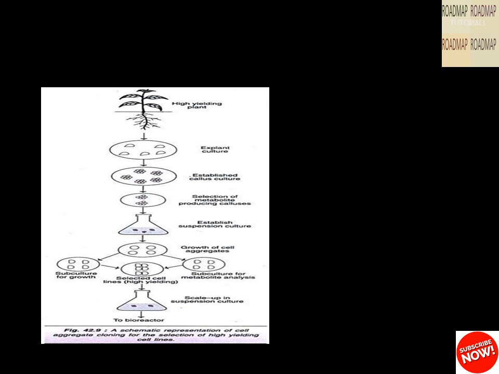One half is grown further while the other half is used for the quantitative analysis of the desired metabolite produced. And the cell lines with high yield of secondary metabolites are selected and used for the scale-up and suspension culture. And then it is further followed by large-scale tissue culture in a bioreactor. So this is about the schematic representation for the selection of high yielding of cell lines.